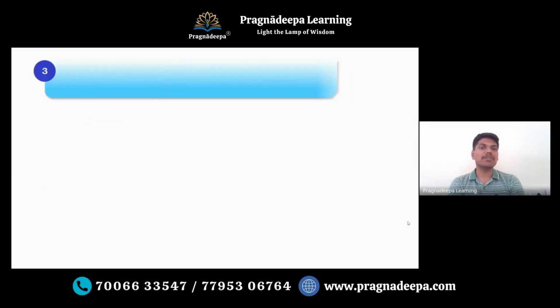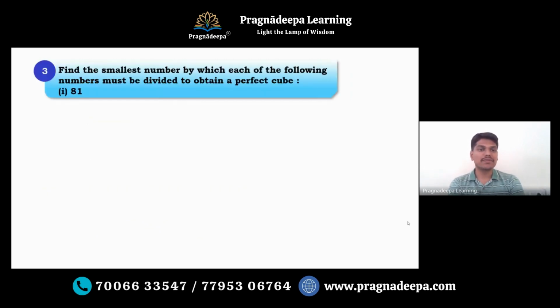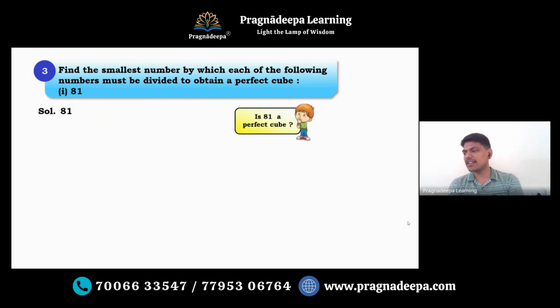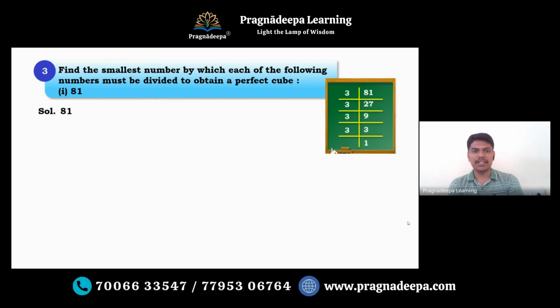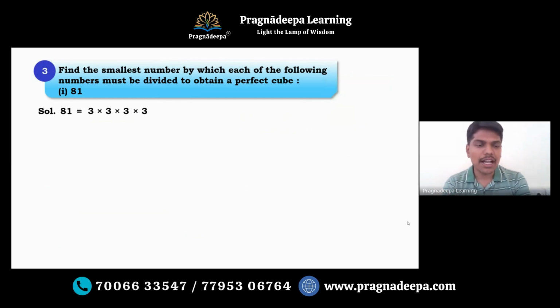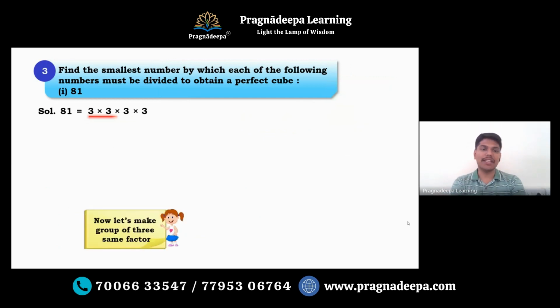Now there is one more concept of doing division. Find the smallest number by which the following numbers must be divided to obtain a perfect cube. Of course, 81, is it a perfect cube? No. Let's find the prime factorization of 81. It is all divisible by 3. So I can write 3 into 3 into 3, how many times? 4 times. And I group them into 3.